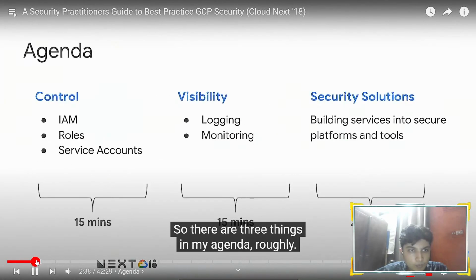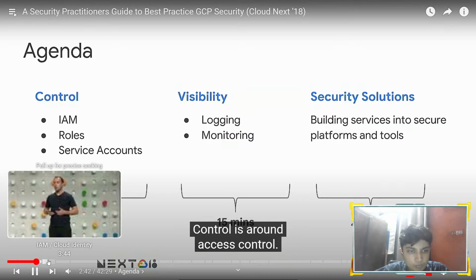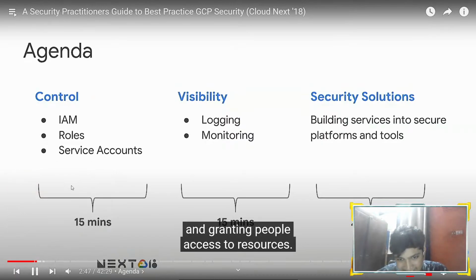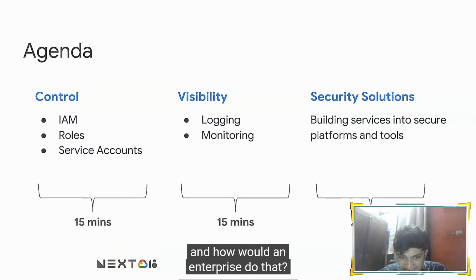There's three things in my agenda, roughly. We're going to talk about control. Control is around access control. It's around IAM. It's around roles and service accounts and granting people access to resources. What are the best practices and how do you do that securely? And how does an enterprise do that?